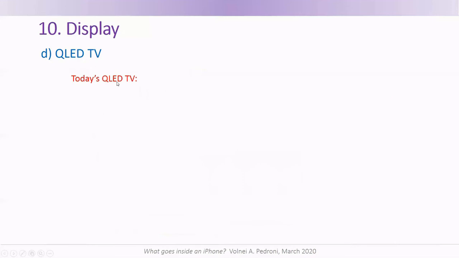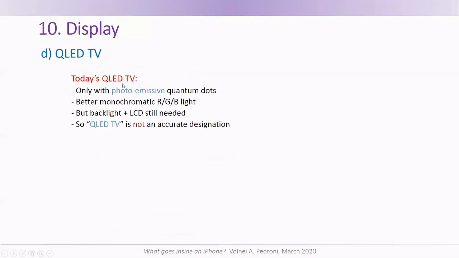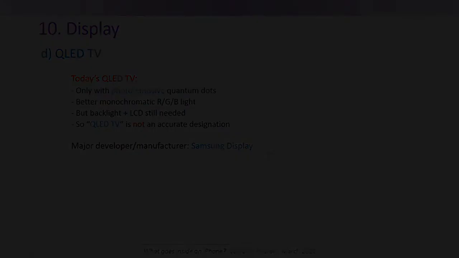Today's QLED TVs use only photoemissive quantum dots. Main feature: better monochromatic red, green, and blue light, but a backlight and LCD are still needed, so QLED TV is not an accurate designation. Major developer: Samsung Display.